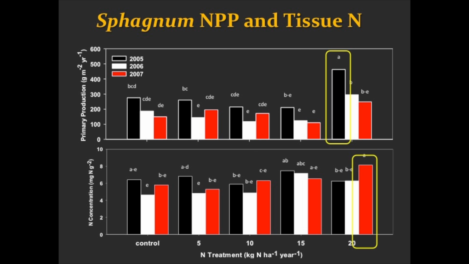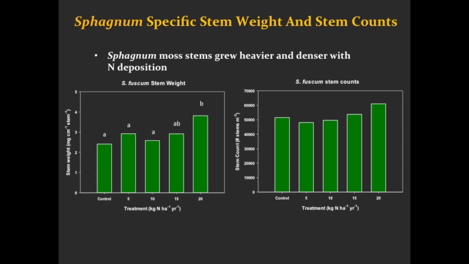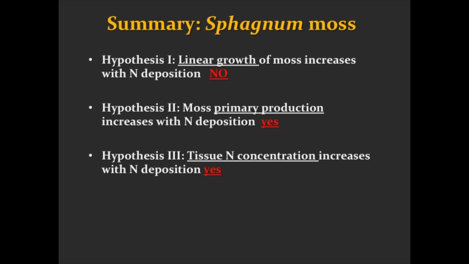Keep that in mind. We did observe some response in stem weight and stem count to nitrogen treatment. These are significantly increased stem weights, and this is something we didn't expect. Keep in mind, linear growth didn't respond to nitrogen treatment. So instead of growing taller, these plants grow heavier and denser to compensate for something that we don't know. But we do suspect, okay, let's revisit the hypothesis, sorry.